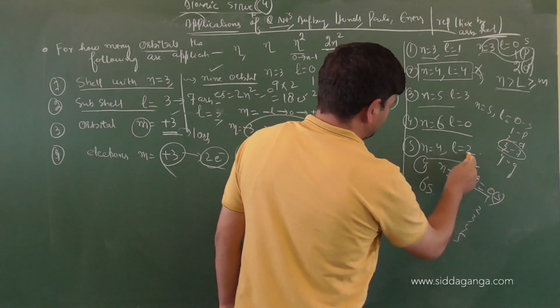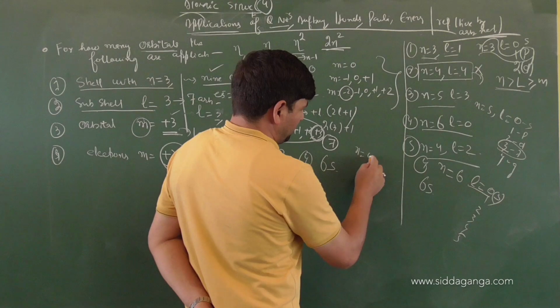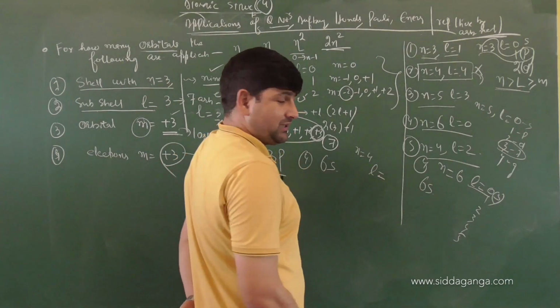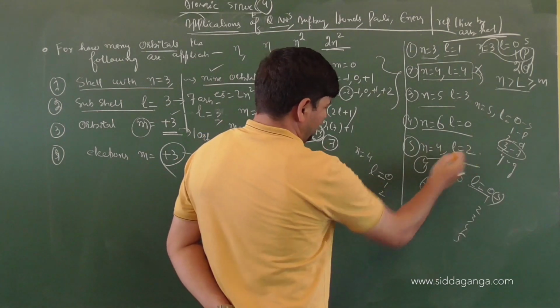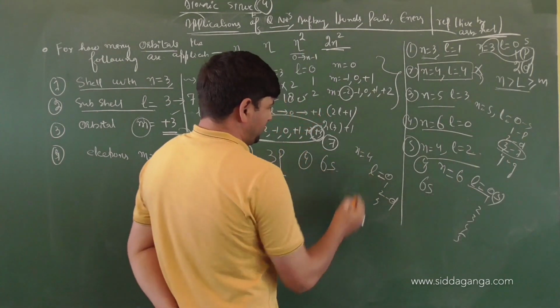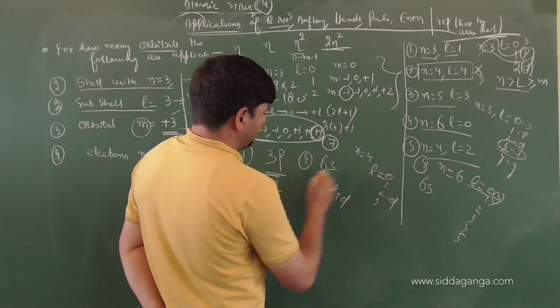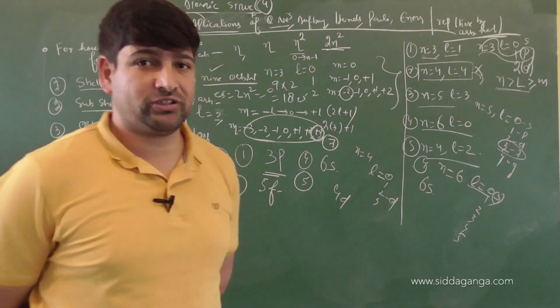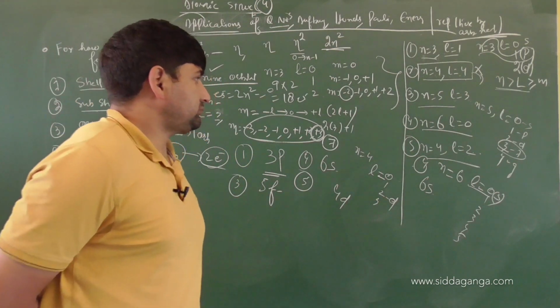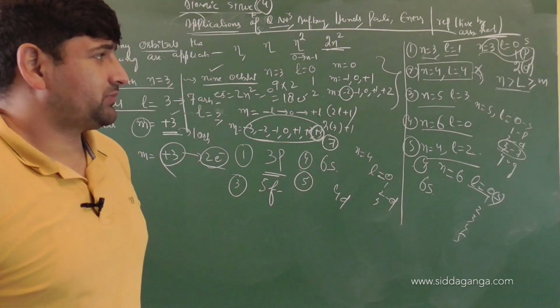What about fifth one? N equals 4. What are the possible values of L? 0, 1, 2, 3. Correct or not? What's the L value mentioned? 2. That means D. So it will be 4D. Fifth one will be 4D. Have a proper look at this and understand it carefully, children. So these are notations.